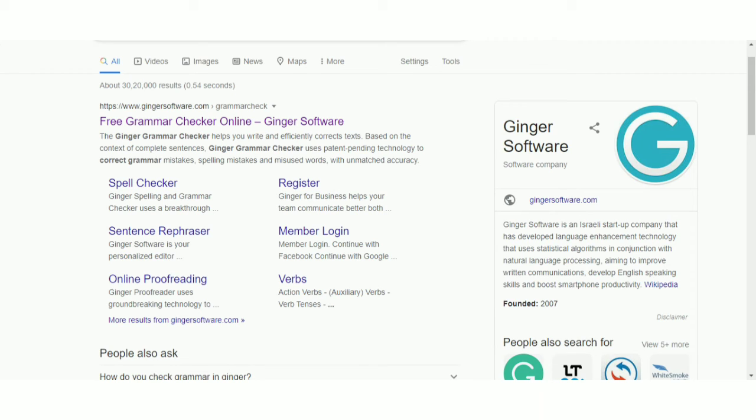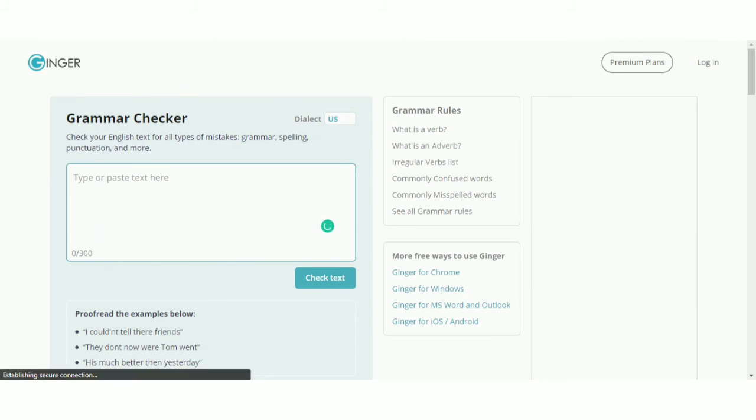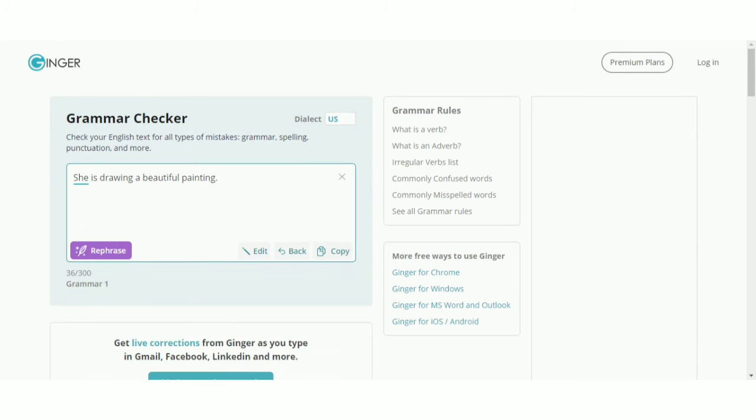Yeah. And if you can't understand from there, I'm going to upload, don't worry. So let's see how we can use this. I'm going to write one sentence and this is going to tell me if there are any mistakes that I can correct, or I can rephrase my sentence. So let me write one sentence. She is drawing a beautiful painting. Let's see if there is any mistake. So there was just one mistake, that I have to keep my first letter as capital.